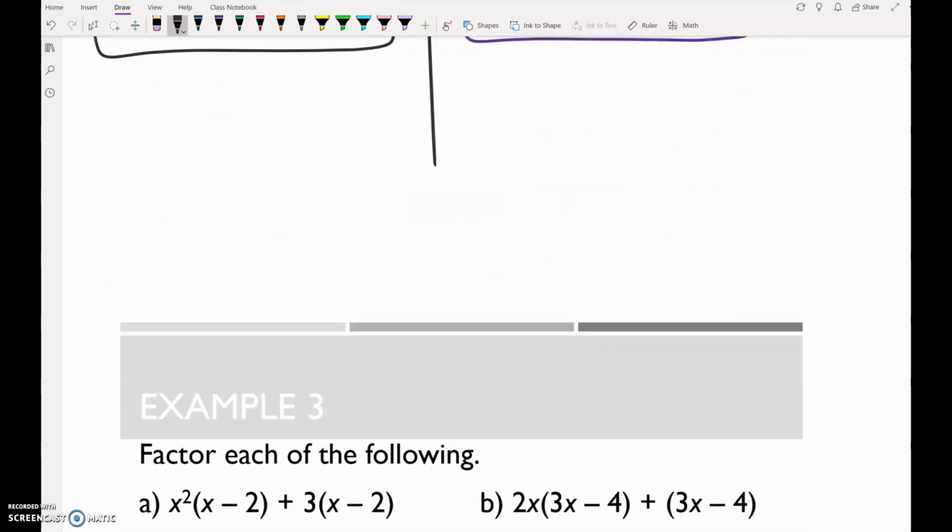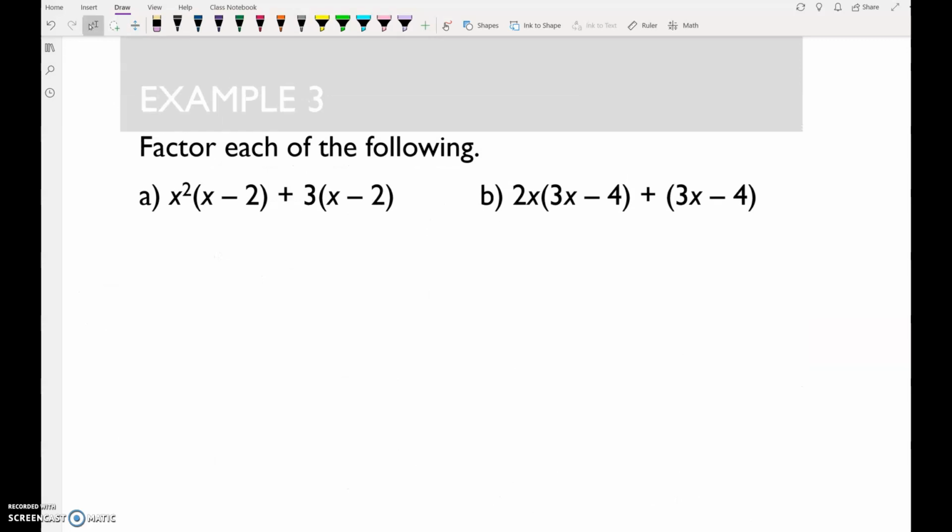All right, example 3. Okay, this one, I want everybody to pay very close attention to this because this is the step of factor by grouping that most people get caught on. So I'm going to highlight some things. Do you see how both of these terms have an x plus 2 or an x minus 2 in parentheses?